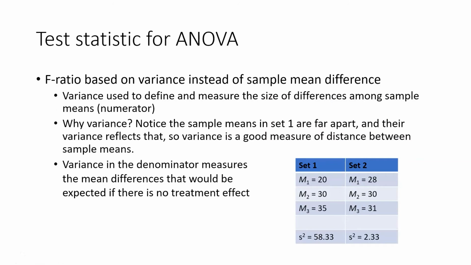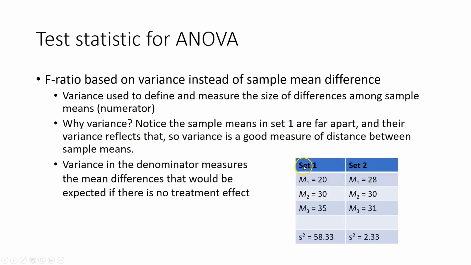So let's talk about the test statistic that is an ANOVA. This F ratio is based on variance instead of the sample mean difference. The variance that's used to define and measure the size of the differences among the sample means is the numerator. And why do we use variance? Well, I've just described in the last slide that we have to use something other than the sample mean difference. So why do we choose variance?